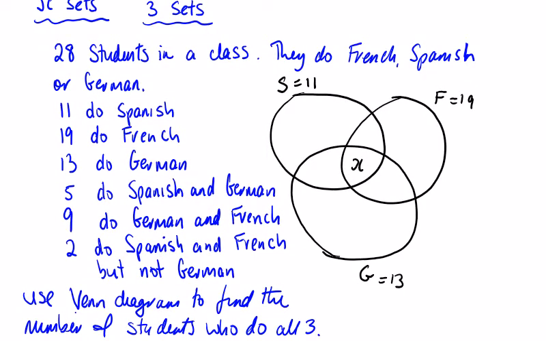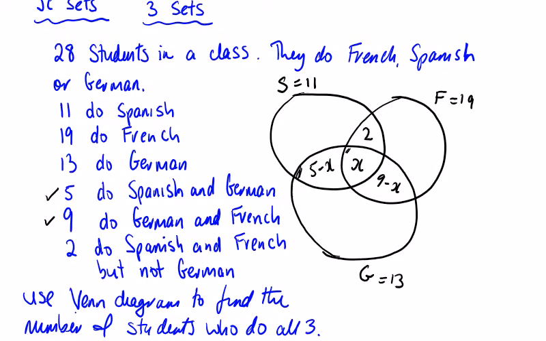Okay, 5 do Spanish and German is the first thing we're told here. So that means that these 2 sections, this one here and the one with the X in it, add up to 5, so this has to be 5 minus whatever X is. Similarly, 9 do German and French, so this one has to be 9 minus X for the 2 of them to add up to 9. 9 minus X plus X is equal to 9. So tick off what you've used. 2 do Spanish and French but not German, so that 2 is in there.